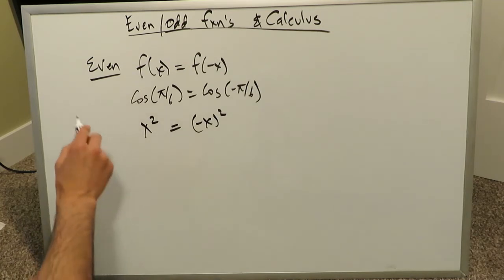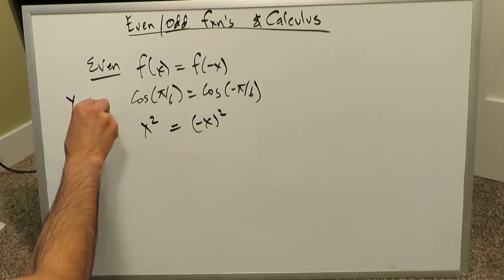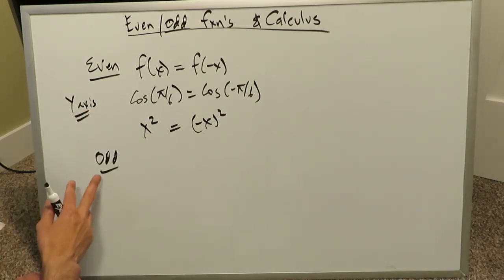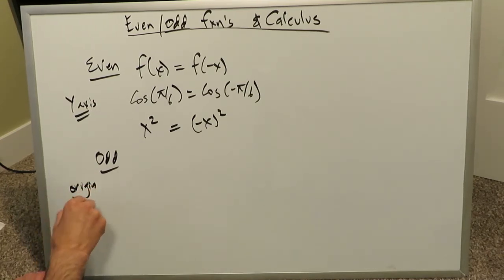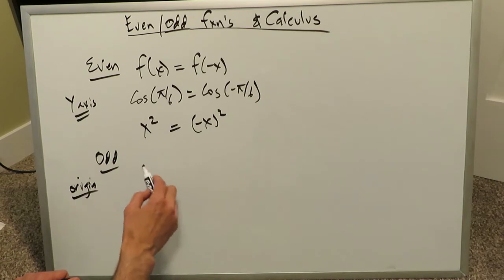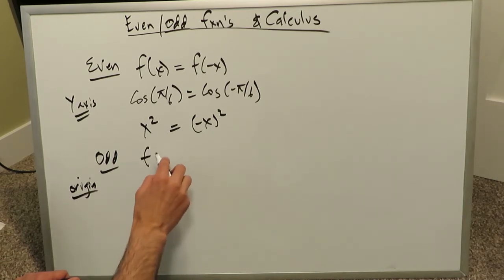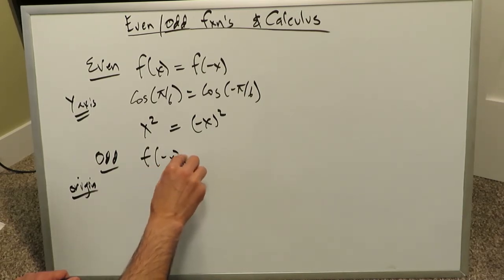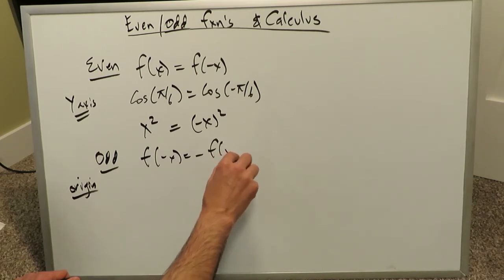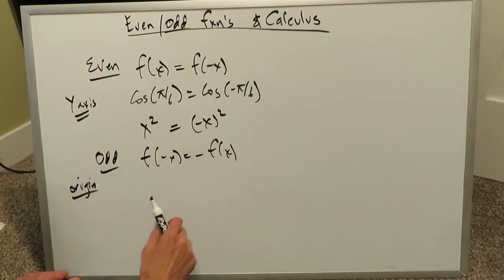These are functions which are symmetric about the y-axis. And then there are odd functions. These odd functions have origin symmetry. They're symmetric about the origin. An example of a good test for an odd function is if you had f of minus x, the function would become minus f of x. This right here is a test for an odd function.